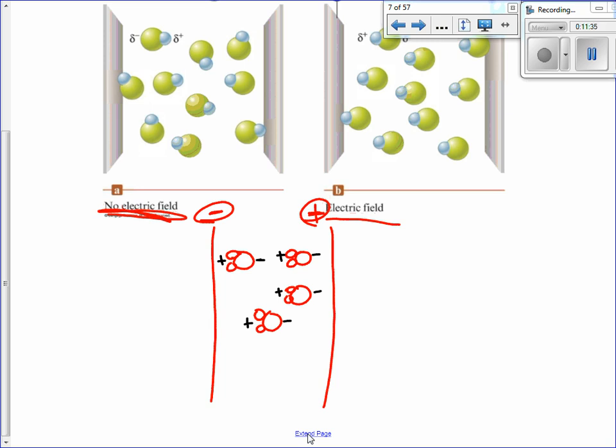It depends on if they wanted you to do a particle representation. If they want a particle representation, they're wanting circles. I do remember there was one in your KSP where they had you draw how the waters would surround the calcium plus two, that you needed circles for. Okay.